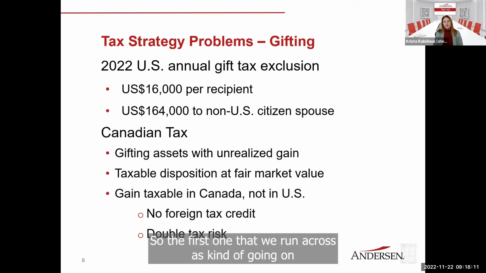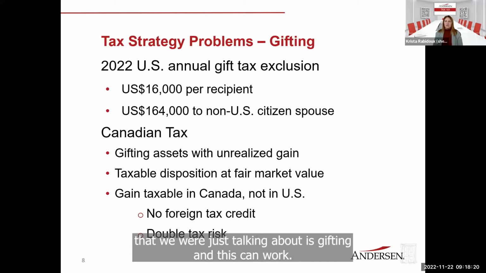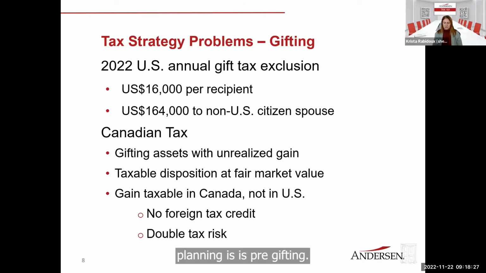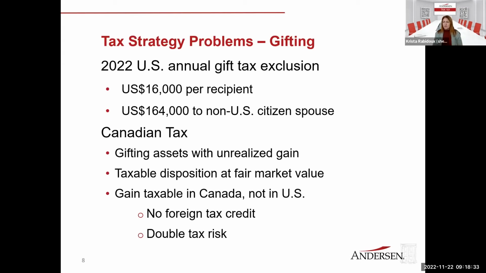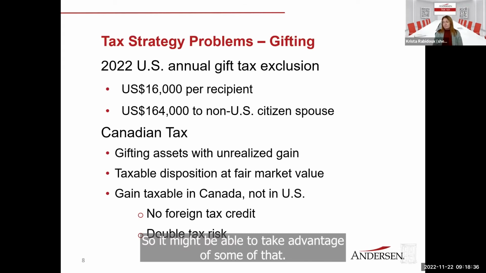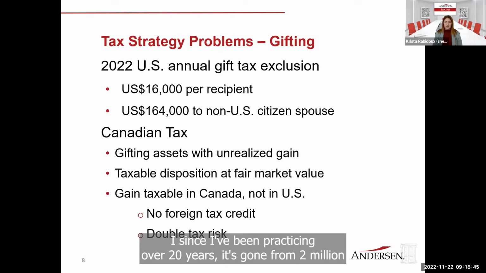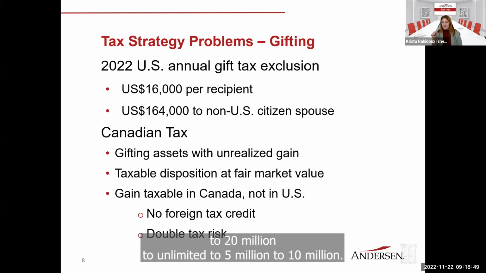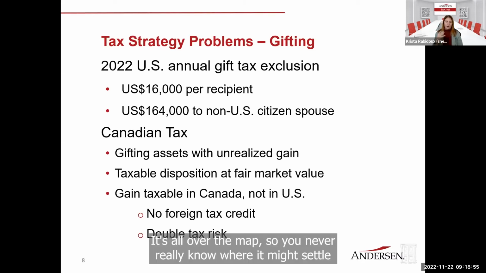Yeah, exactly. So the first one that we run across, continuing with the transfer tax that we were just talking about, is gifting. This can work, and it actually is a fairly powerful tool for estate planning, is pre-gifting. As we talked about earlier, the exemption amount is set to drop in a few years, so you might be able to take advantage of some of that. And we don't know where the estate tax will be in 3 years. Since I've been practicing over 20 years, it's gone from 2 million to 20 million to unlimited to 5 million to 10 million. It's all over the map. So you never really know where it might settle.